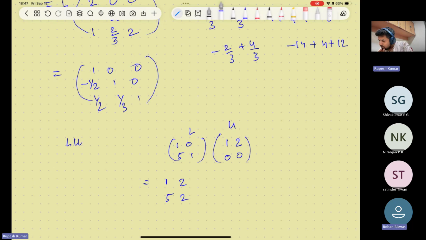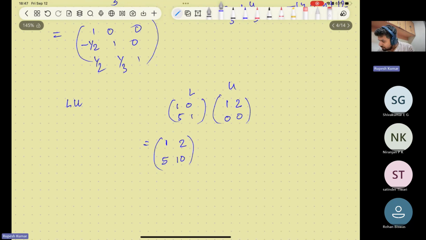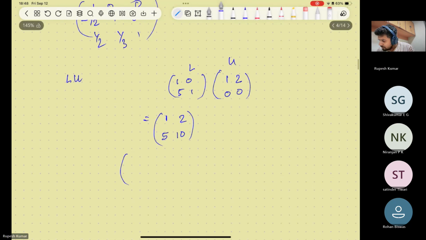1, 2, and 5, 10. 5 twos are 10, right? Yeah, right. So for this matrix, we also have an LU decomposition. Will you be able to get that, right? So let's do this. Can we find this? You apply row reduction and you get this minus this, so you get 0 0 1 2, right?